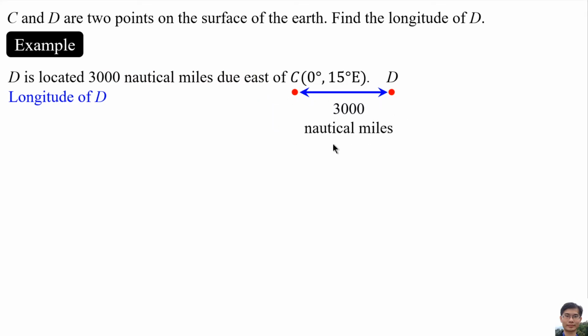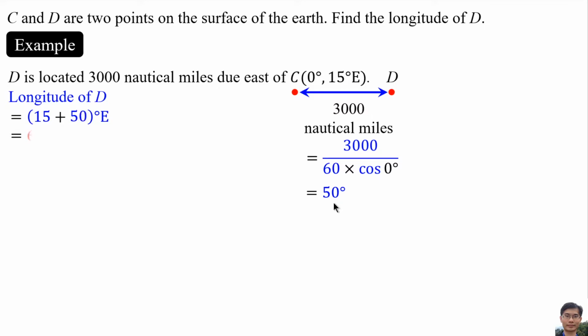And then we change it into angle. So 3000 divided by 60 times cos the latitude 0 degree. So the difference between C and D is 50 degrees. C is 15 degrees east, and the difference is 50 degrees. So for D is 15 plus 50. So we get 65 degrees east.